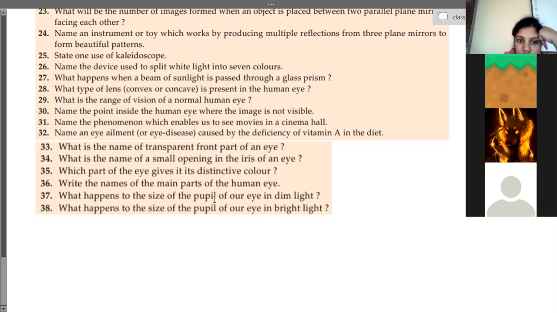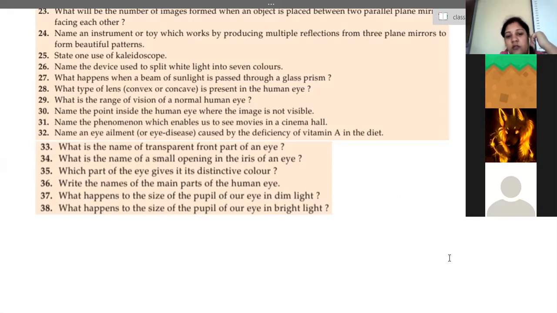What happens to the size of the pupil of our eye in dim light? Pupil size will increase. Increases. So a greater amount of light will enter. And when it is bright light, it decreases, right?